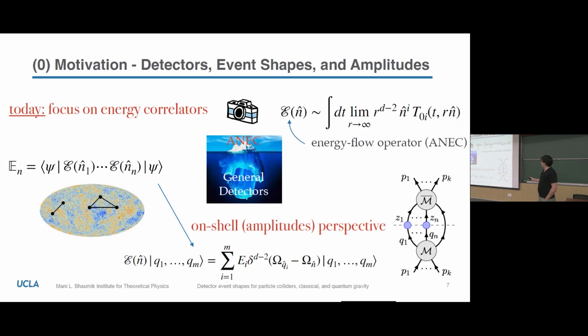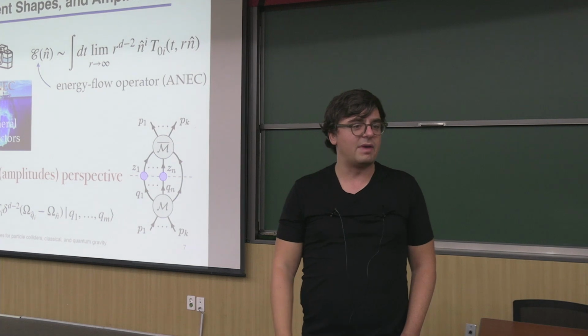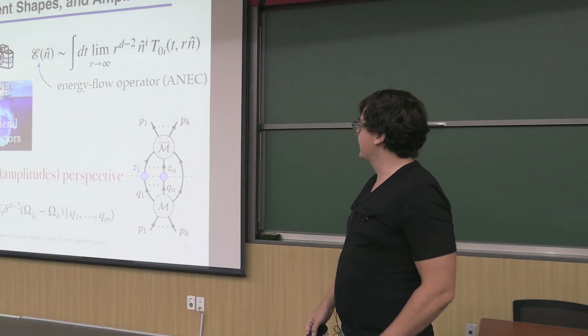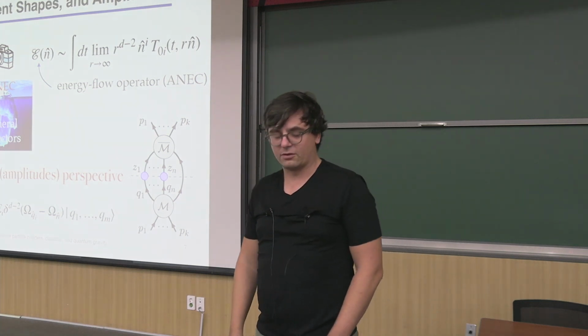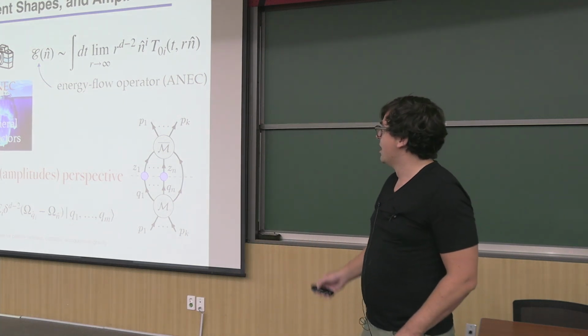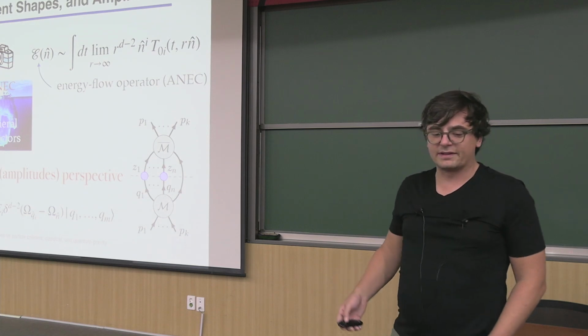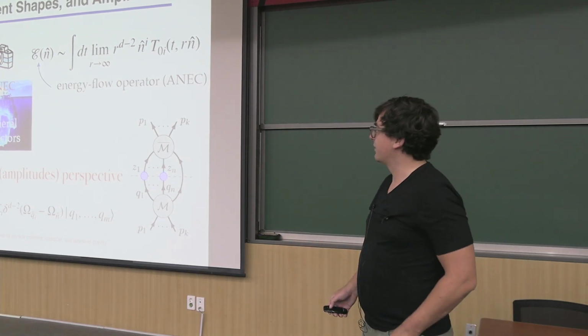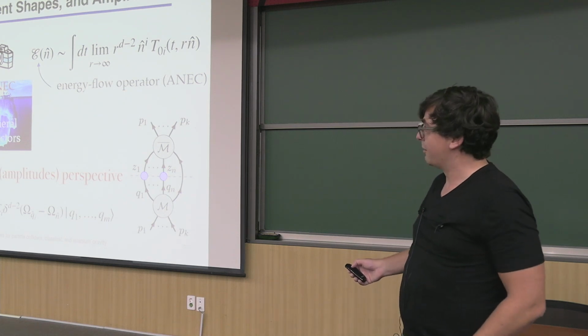Then you put these detectors at asymptotic infinity and take the limit r goes to infinity. That you have to do in a general QFT. In CFT, you can just do a conformal map and map them to infinity straight away. This energy flow operator is very interesting from many perspectives. It has been used to prove C-theorems, there's a connection to quantum information and so on and so forth. But it's also the most well-studied detector operator in collider settings. So I will focus on this mainly.